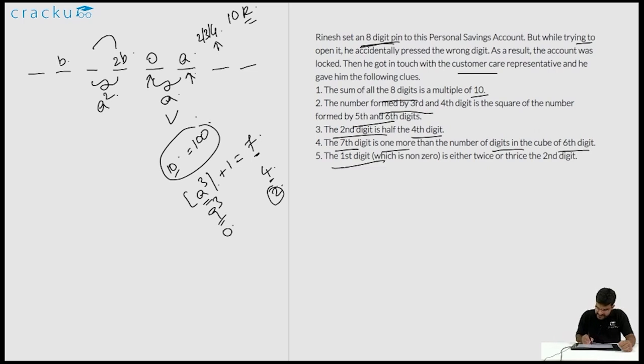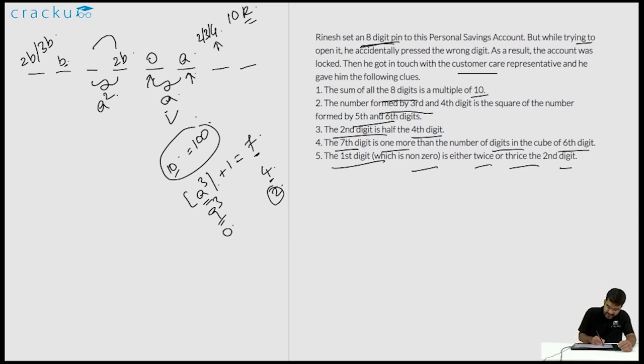The first digit, which is non-zero, is either twice or thrice the second digit. So as we assume that the second digit is b, the first digit will be either 2b or 3b. So this is the information given to us. We have to go and solve the question. But before we go ahead, let us try to understand if we can make some more deductions about the information given to us.